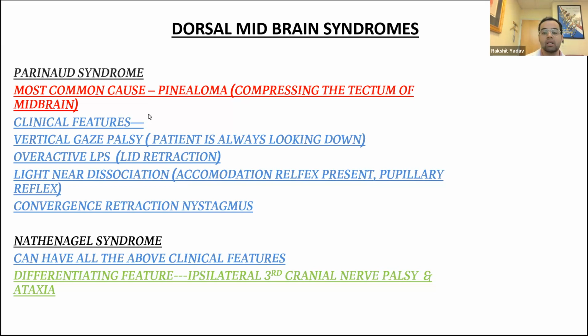Then you have Nothnagel syndrome. This is part of your dorsal midbrain syndromes only. This can have all the features of the Parinaud syndrome, but the differentiating feature between Parinaud and Nothnagel is your ipsilateral third cranial nerve palsy. And also there is ataxia in the patient. So this is how you differentiate between Parinaud and a Nothnagel syndrome.